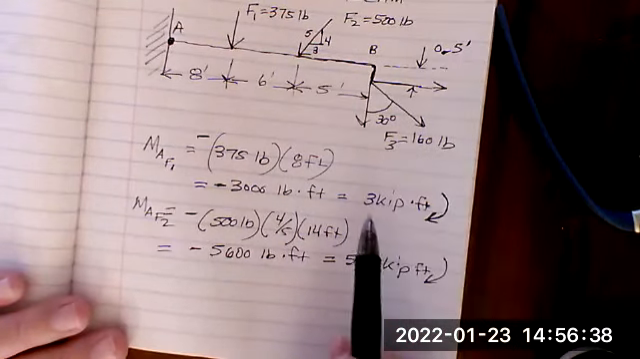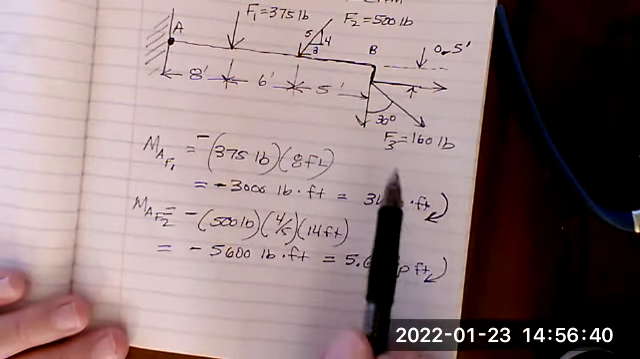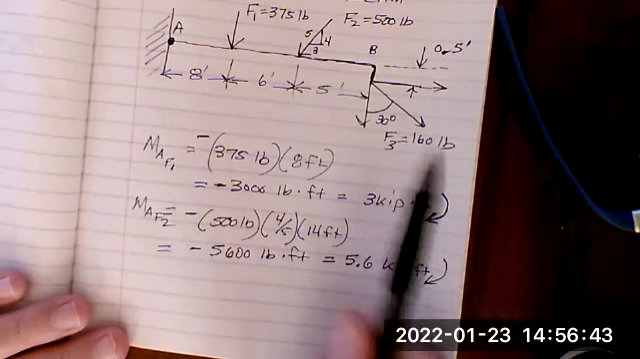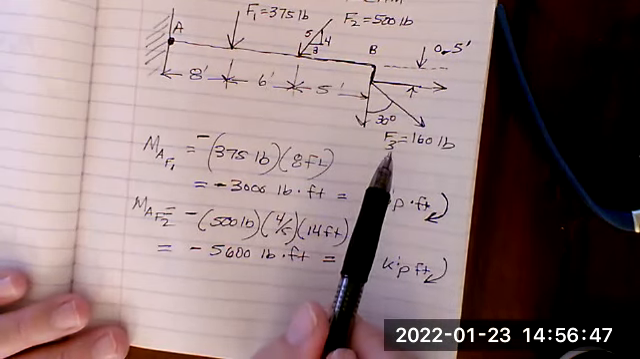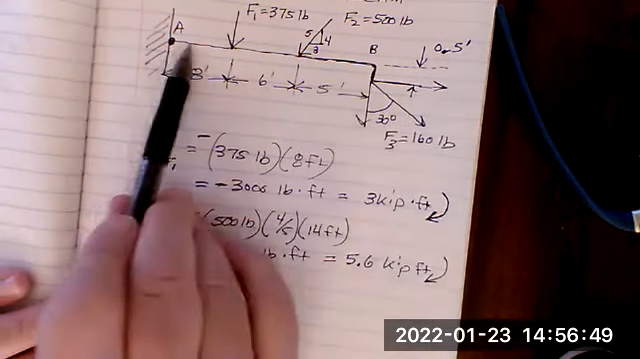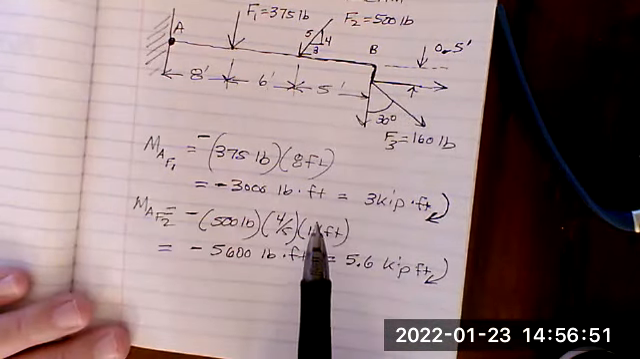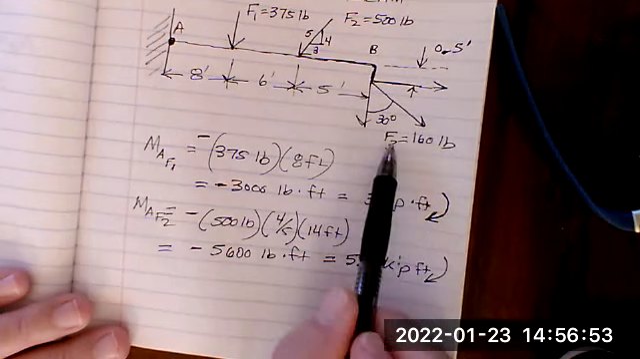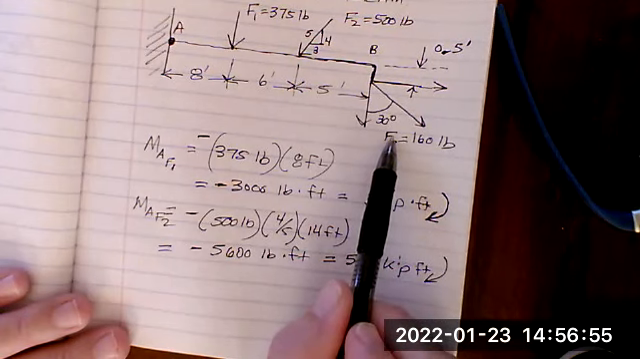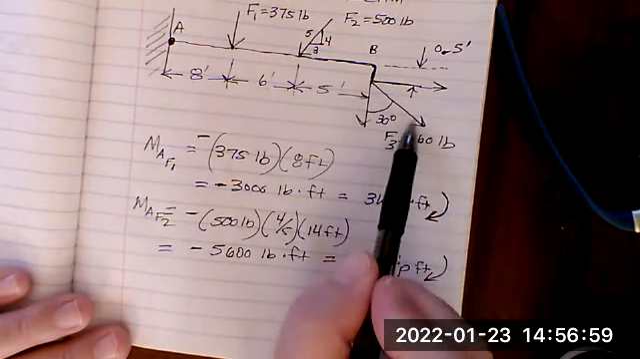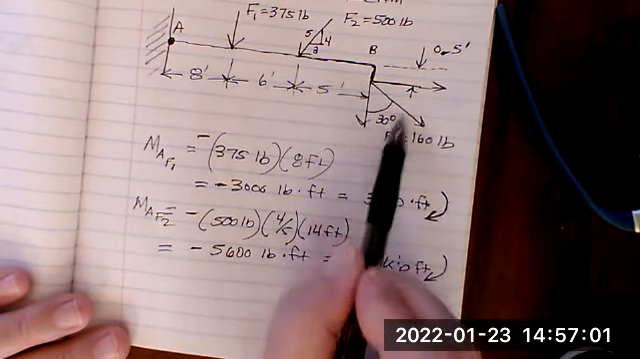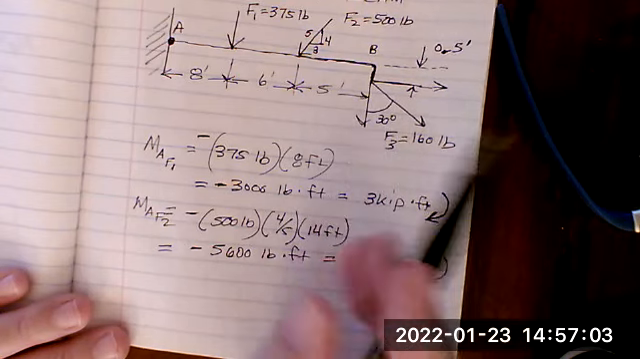F3 down here is 160. We have to break it up into its components first, and both of the components contribute to the moment about this point A. Let's take this very slowly. Let's first find the, we're going to take 160 pounds, right? And to get this vertical component here, we're going to take 160 cosine of 30.